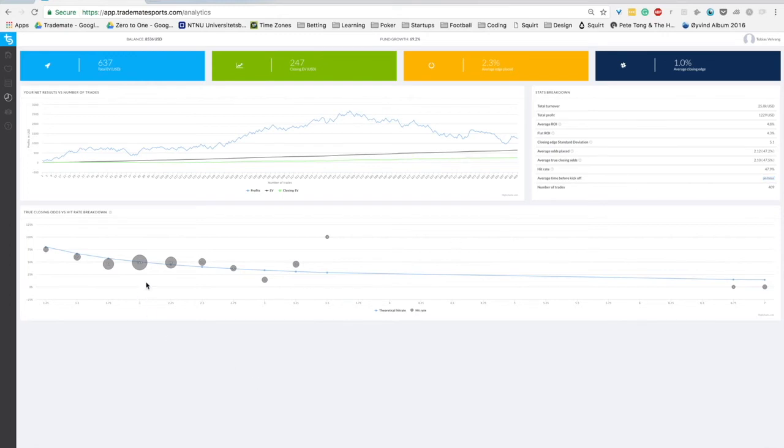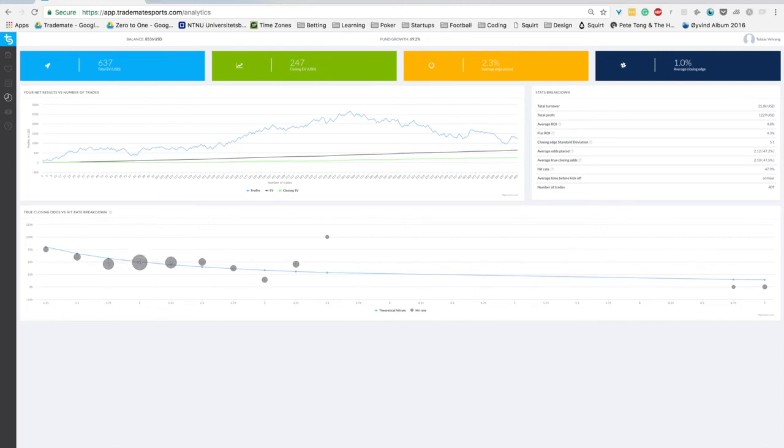Again, what we're seeing in the theoretical hit rate breakdown is that the areas where he has the largest sample sizes are the areas where the bubbles are closest to the theoretical hit rate. So in the odds range of 2, he's running slightly below expected with a hit rate of 48.9% and a theoretical hit rate of 50%, but it's all still pretty close.